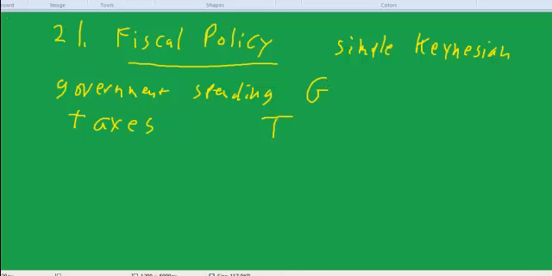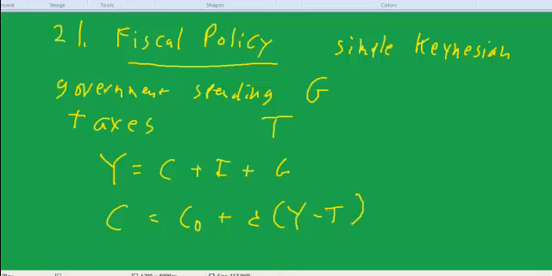Government spending we'll call G, taxes we'll call T, and in the simple Keynesian model, we introduce them in the GDP equation. Government purchases are now part of GDP, and in the consumption function, we still have our baseline consumption, our intercept term, but we have to introduce disposable income, that is income after taxes. So we subtract taxes from GDP to get disposable income.